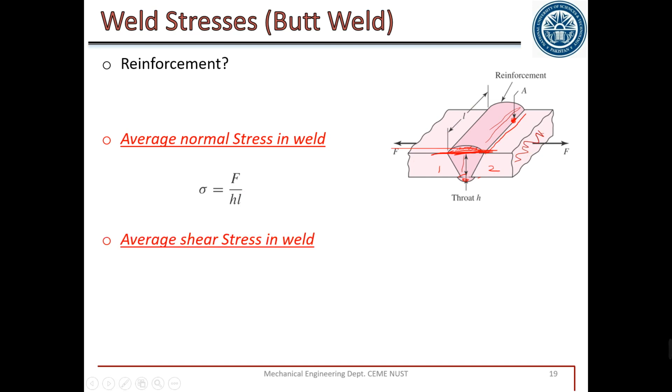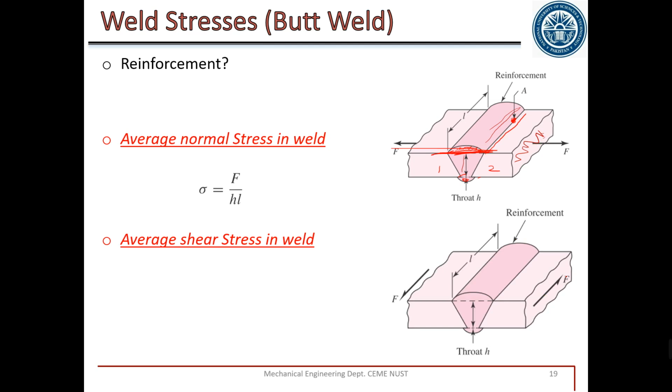Similarly, if you need to calculate the average shear stress, the force is acting in this direction and in this direction, on the same area, which is H by L, and this force divided by that area will give us the shear stress on this welded cross section area. I have taken this point because usually we trim off the extra portion on the top and on the bottom.